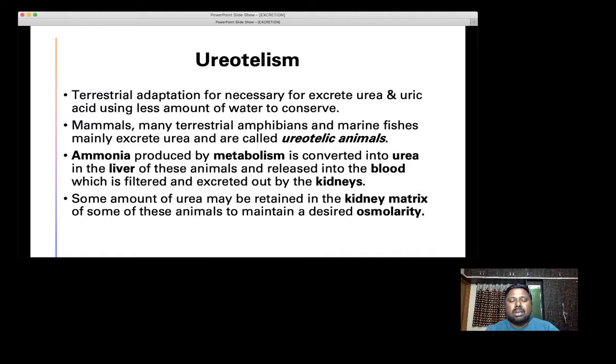You already know that ammonia is produced by the metabolism process and converted into urea in the liver. This is released into the blood, and then the urea is filtered and excreted by the kidney. Some amount of urea may be retained in the kidney matrix. These animals use it for osmolarity, a small amount of pressure maintained inside the kidney, which is necessary for the living of the animal.